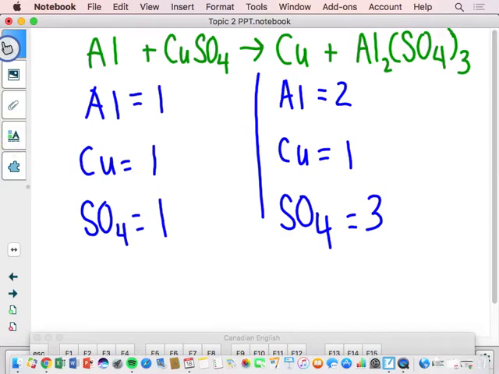Now we can balance it. Cu's are already balanced. We can start with Al's or we can start with SO4's. Doesn't matter. You can see that it's not going to cause us too much trouble. Which one would you like to start with?